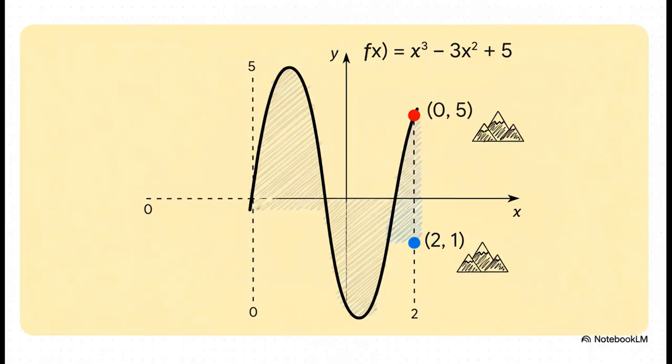And look what happens. When we plug in x equals 0, we get a height of 5. So one of our critical points is at 0, 5. When we plug in x equals 2, we get a height of 1. So the other one is at 2, 1. And since 5 is higher than 1, we found our peak at 0, 5 and our valley down at 2, 1.